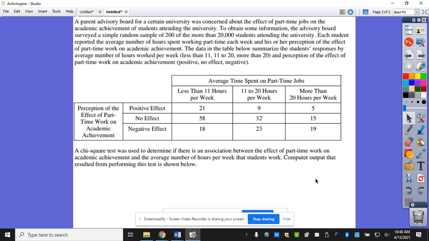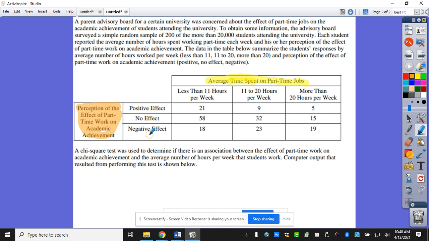So answering actually part A, what is one of our variables? Average time spent on part-time jobs, which is this way. What's our other variable? In general, what word? So it's this part right here. So those are our 2 variables. This one does get a little bit wordy, wordier than the ones we did yesterday.